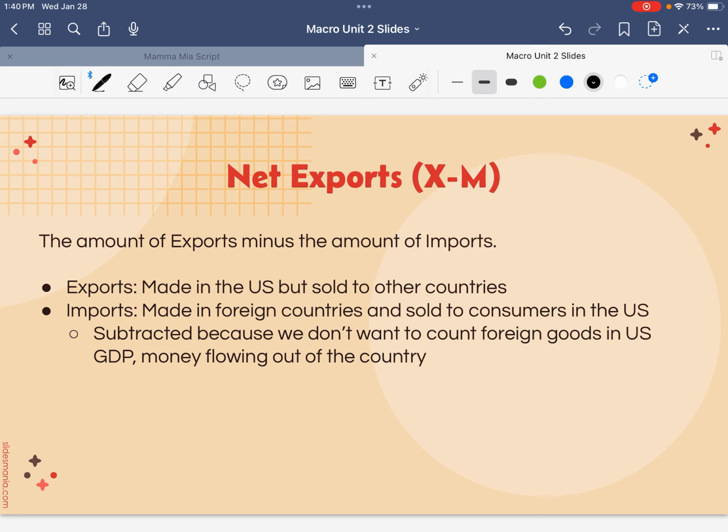All right, and then finally, net exports. Exports minus imports is how we do this in the little formula. Exports are made here but sold to other countries. Imports are made elsewhere but sold here. And we subtract it because foreign goods don't count in our GDP. They count in the GDP of the country that has produced it.